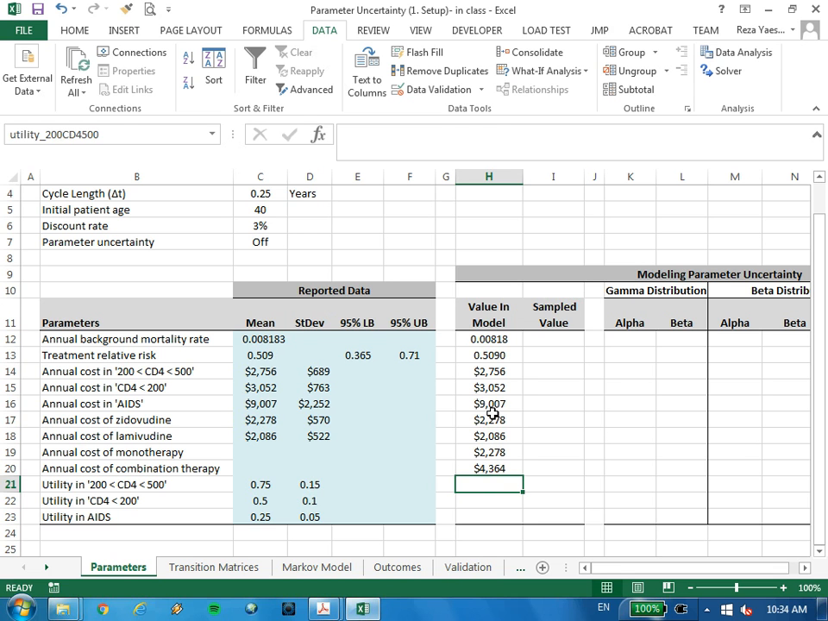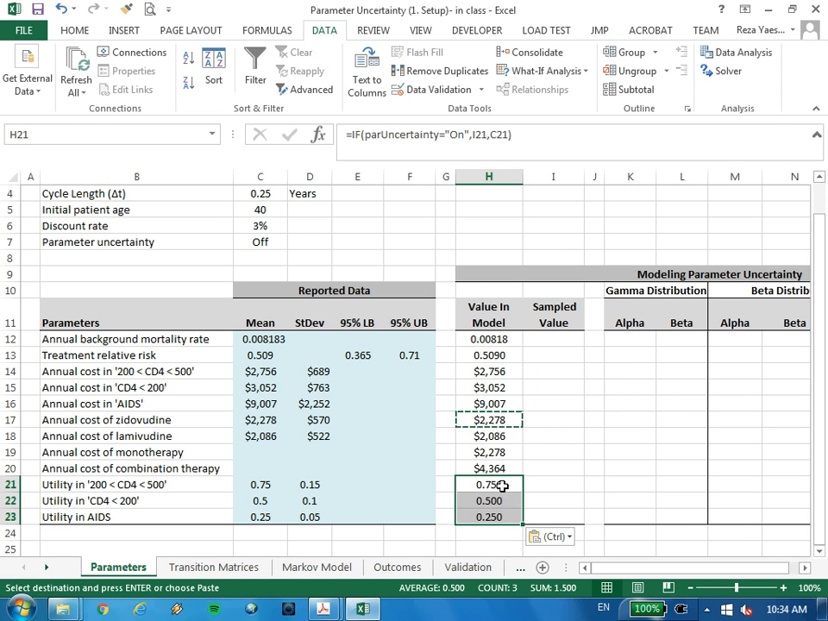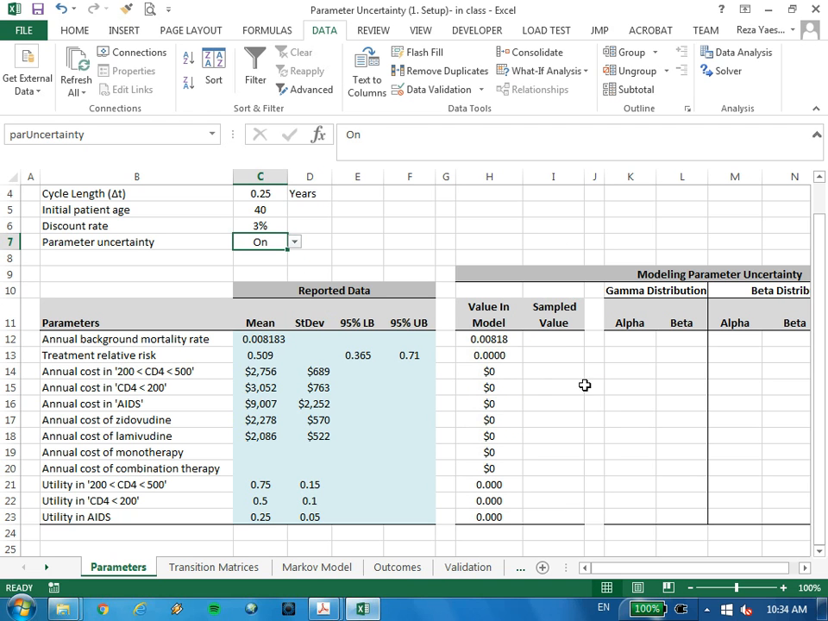For the last three parameters, also we want to be able to do uncertainty analysis. So again, we can use the same formula. If the parameter uncertainty is off, use the reported means. If it is on, then we want to use the sampled value on this column.